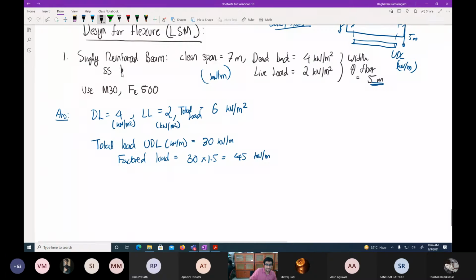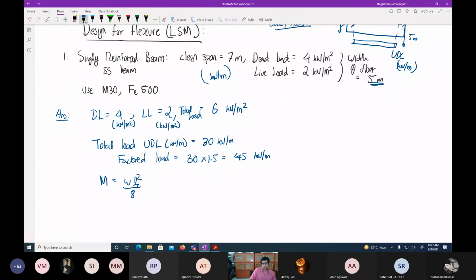Let me assume that the beam is simply supported. Okay, it's a simply supported beam. So therefore, my design moment is, what is the formula if it's a UDL on a simply supported beam? WL square by 8, where for L I have to use the effective span.